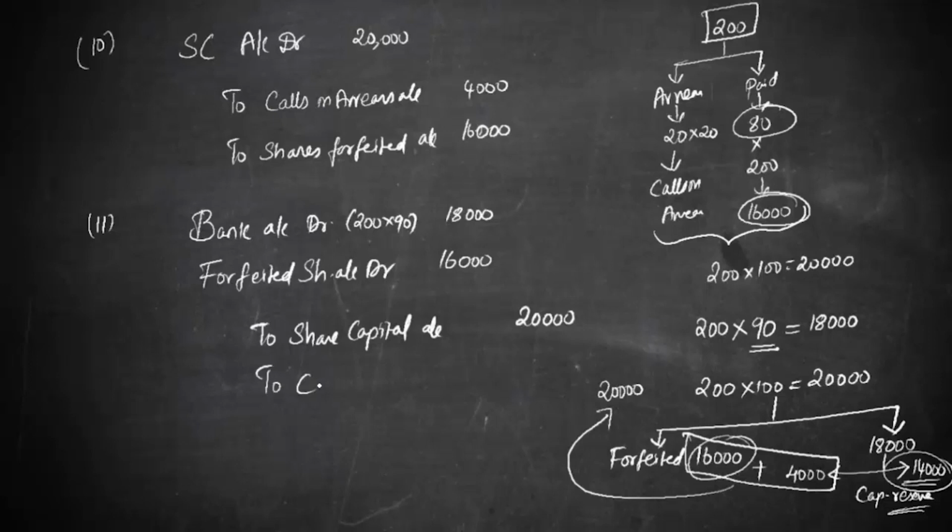So to capital reserve account, and the amount is 14,000. So now both sides you have 34,000, and you can give a narration saying being 200 forfeited shares were reissued at 90 as per board resolution, and profit on reissue, this is called profit on reissue, were transferred to capital reserve account.